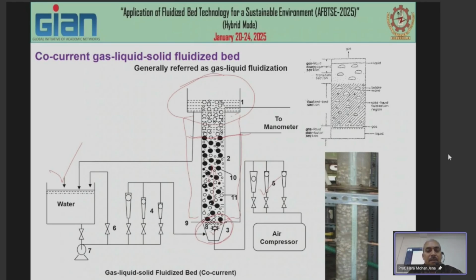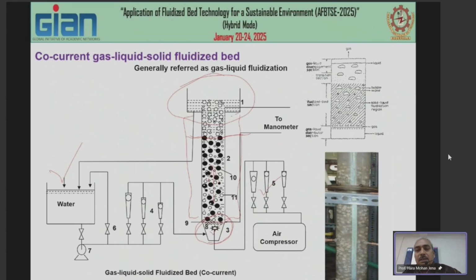Then we measure the pressure drop across the bed. Pressure drop represents the drag that is required to make the solids suspended. The pressure drop can be measured using simple differential U-tube manometers, or any other pressure measuring instruments can also be used. So for the simplest setup, the pressure drop can be measured using manometers.